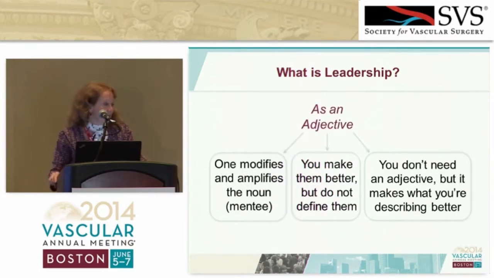So as an adjective, you modify and amplify the noun. So you're going to talk about that in your case scenarios today, looking at your mentees. You make them better, but you do not define them. I think that was my biggest mistake. And right now I'm dealing with a chair of a department at Davis who wants all his faculty to look exactly the same, because wouldn't that be easy? If they all did the same, acted the same, and would produce the same. And fortunately, they're not. And so you get to see what they are and make them better.